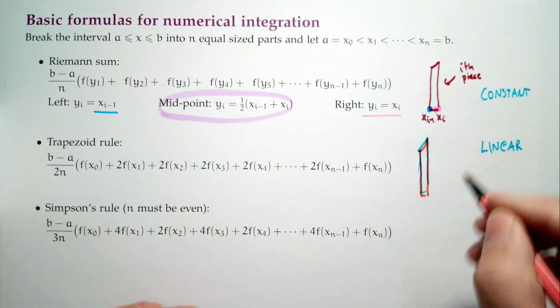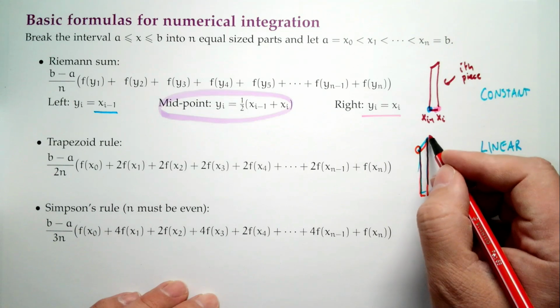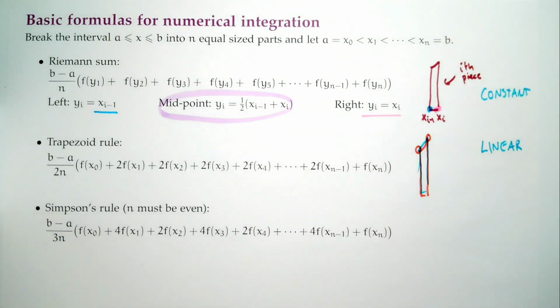And the key is linear, that says you have 2 degrees of freedom. So you have to get 2 pieces of information. So we use the 2 endpoints. Now we go to Simpson's rule.